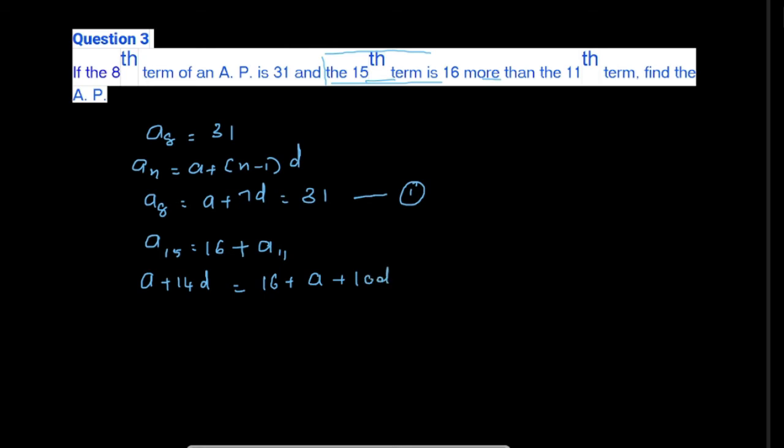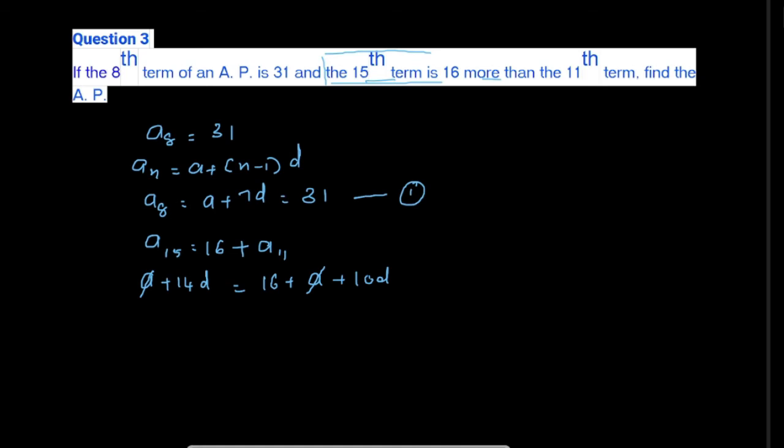Now look at this equation, the LHS as well as the RHS. Left side has 1A, right side also has 1A. If you subtract, A minus A is equal to 0. That's why I have cancelled them. A and A get cancelled, so we can cancel this.